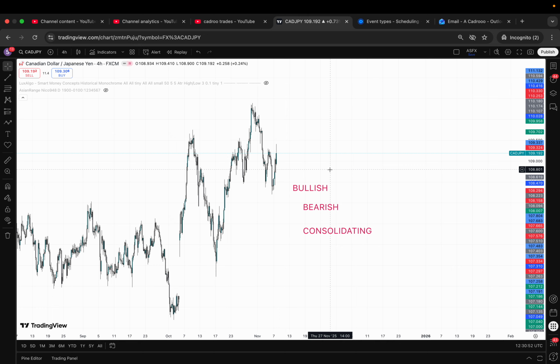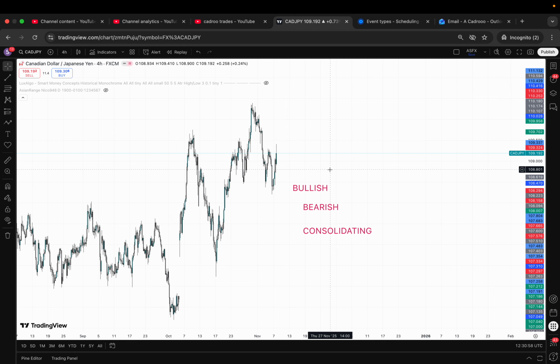When we say the market is bullish, we are referring to a series of higher highs and higher lows. Oh, that's too complicated. In simple terms, it just means the market is going up. In the foreign exchange market or in any market, crypto, stocks, whatever, the market doesn't just go up in a straight line. It doesn't happen like that.